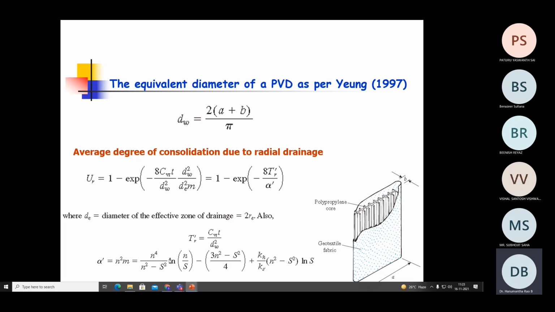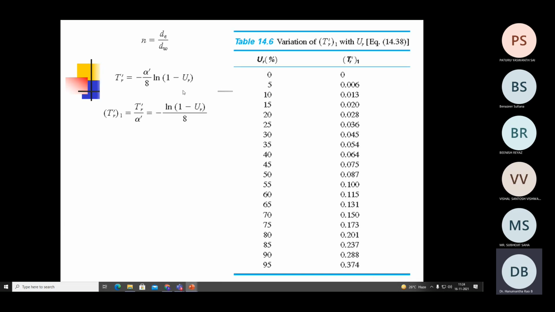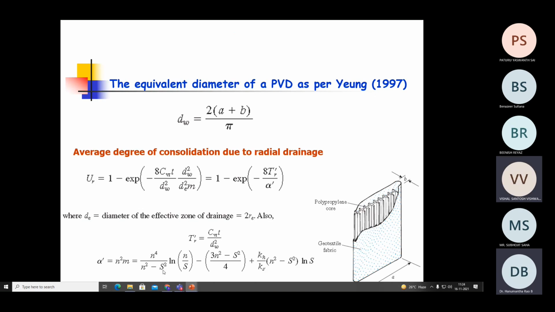This equation is meant to address several issues that may be encountered after installation of the PVD. For example, we did talk about the smear effect, we did talk about the well resistance. So this equation basically accounts for both smear effect as well as well resistance. So here, if you have parameters that are not defined, for example, Sir, what is the S here?